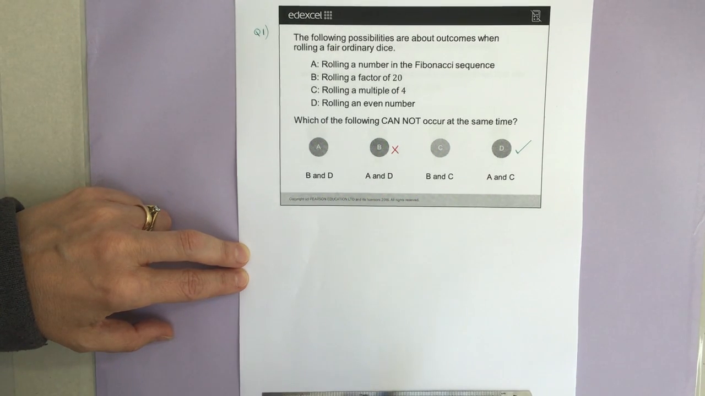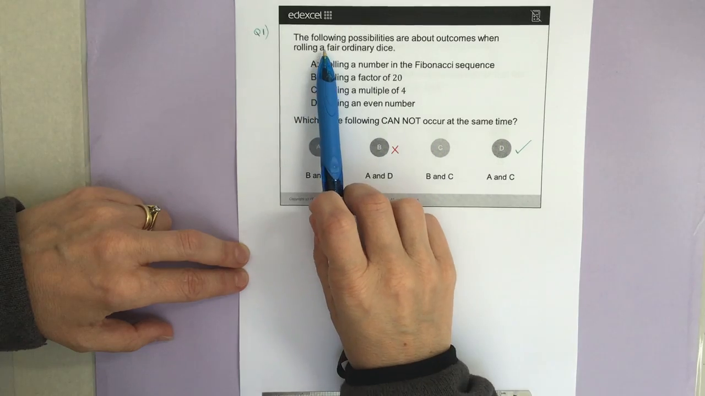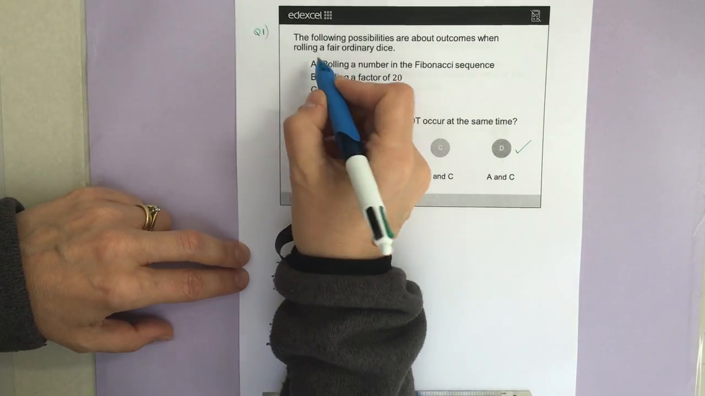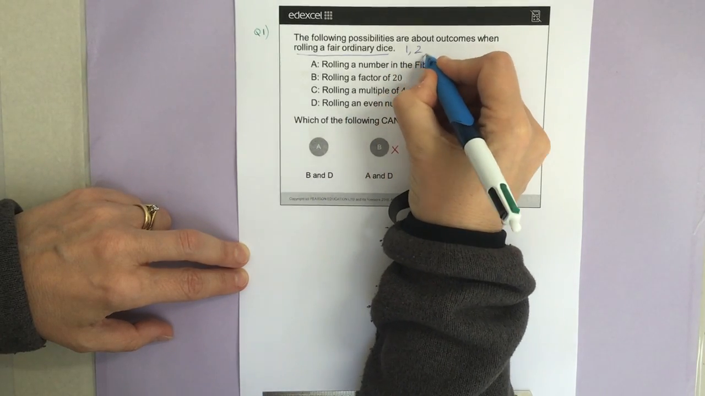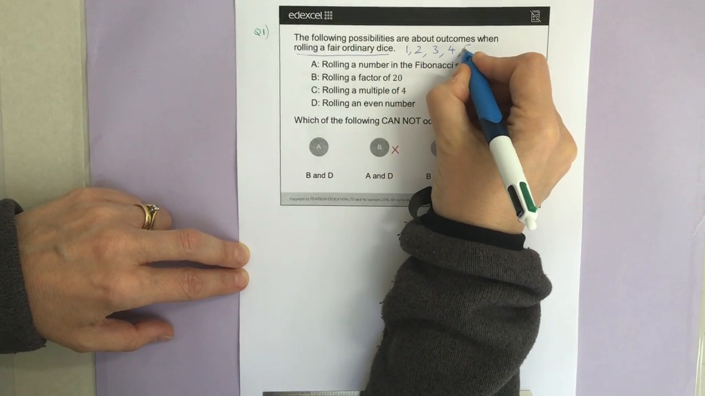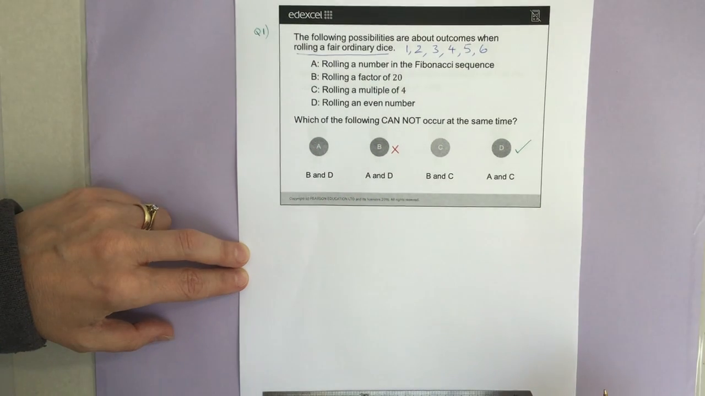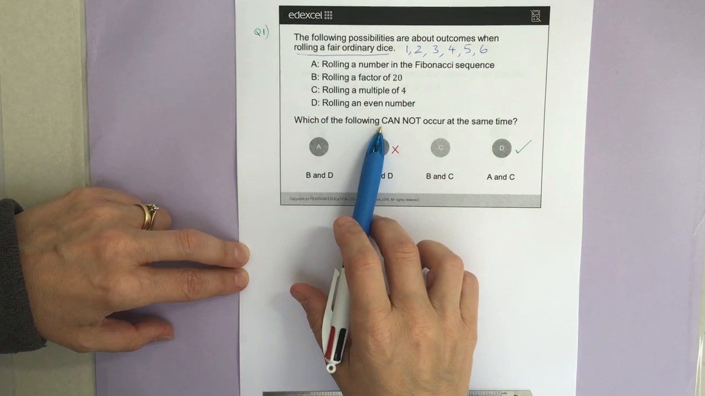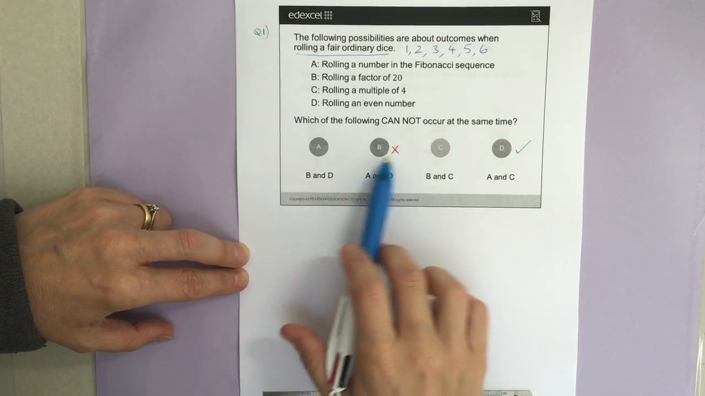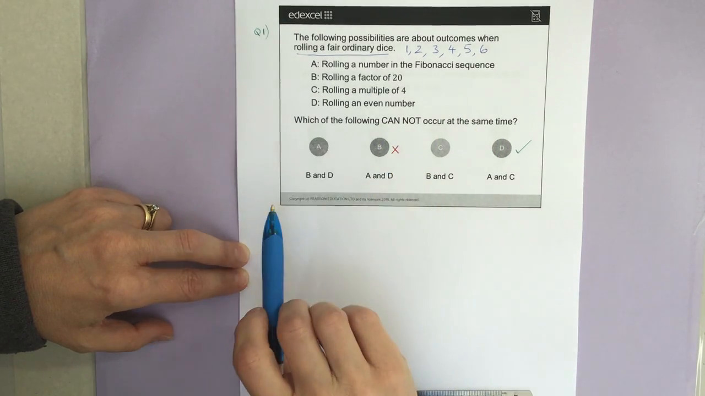So first of all, let's read the question carefully, and some of you are guilty of not reading questions carefully enough sometimes, so make sure you are reading this question carefully. The following possibilities about the outcomes when rolling a fair ordinary dice. So if we look at that, the only outcomes there that can happen on a fair ordinary dice is 1, 2, 3, 4, 5, 6. They're the only things you get when you roll a dice. And what we're asked here is to look at these different events and to decide which of these cannot occur at the same time. So let's have a look at each of these.